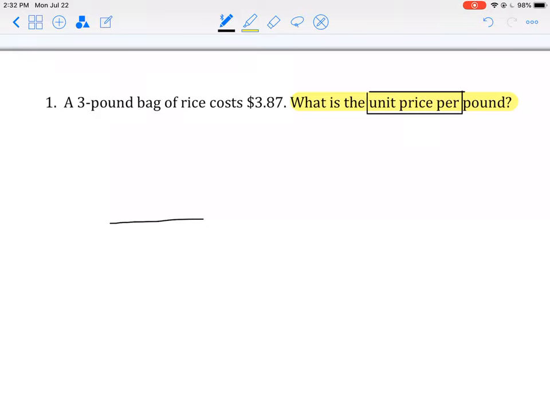So I will have to set up a ratio. Then I'll look back into my problem to find the units. So I'm comparing pounds and dollars. And remember, I told you if you're dealing with dollars, it's not a rule, it's a suggestion that you put that on top. So our comparison is between dollars and pounds. And then you can set up your ratio of $3.87 to 3 pounds.